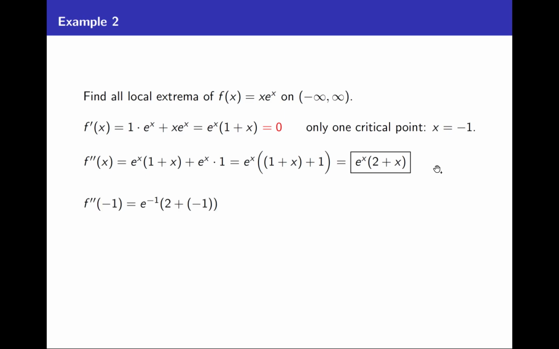So we need to figure out whether we have a local max or a local min at x equals minus 1. The second derivative test says just plug that into f double prime. Plug in minus 1. You get e to the minus 1 times 2 plus minus 1.